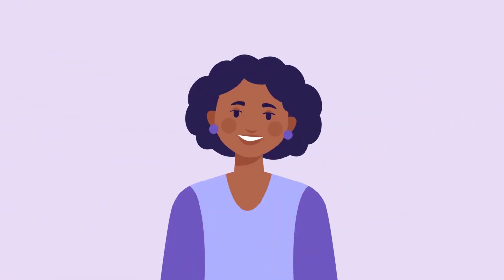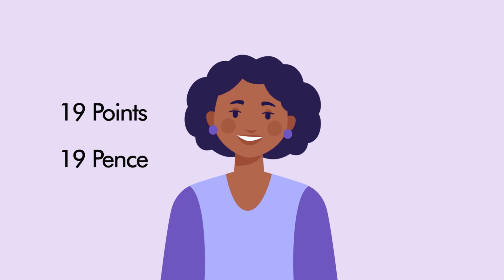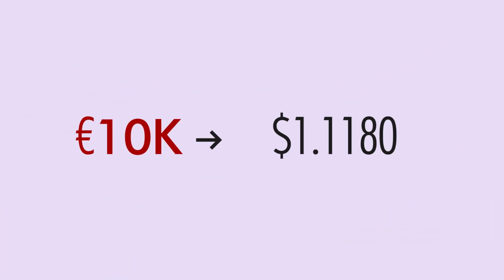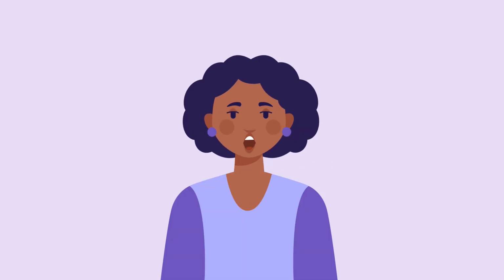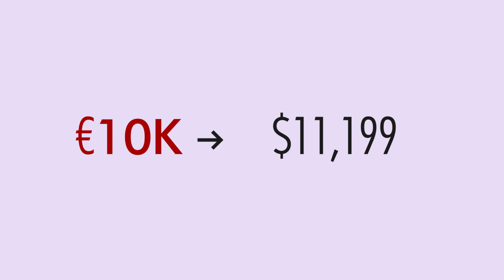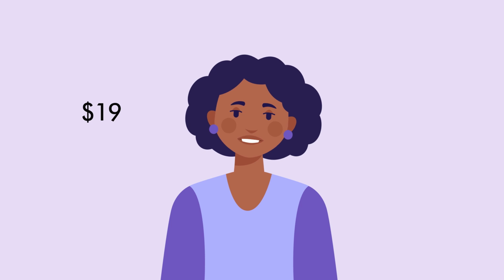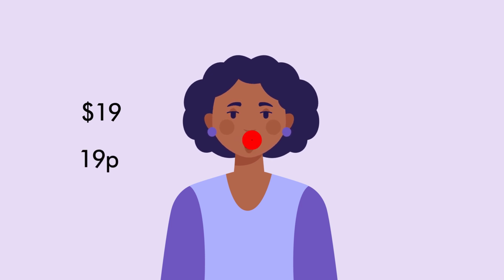So far we have made 19 points or 19 pence. If I bought 10,000 worth of euro when it was $1.1180, that would have bought me $11,180. But after my trade was finalized, 10,000 euro is now valued at $11,199 in just 30 minutes. I have made $19 as the euro had gained 19p against the dollar.